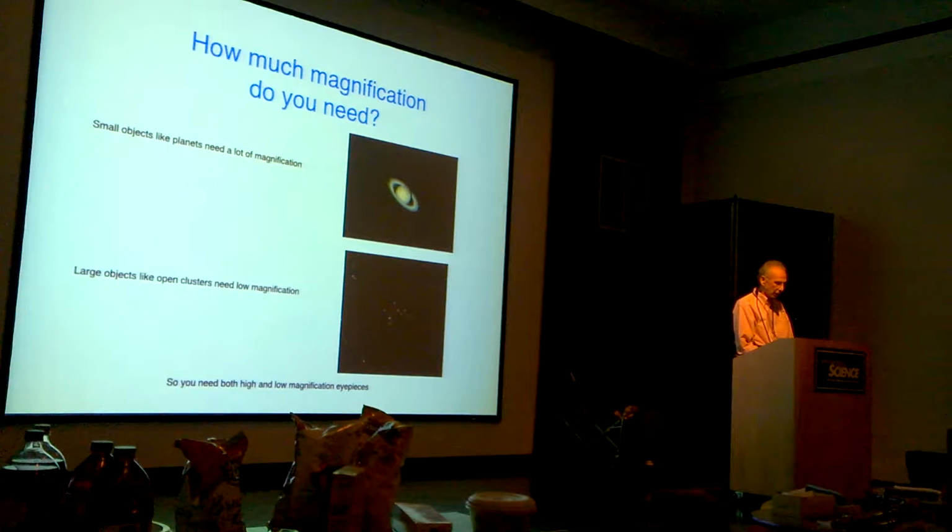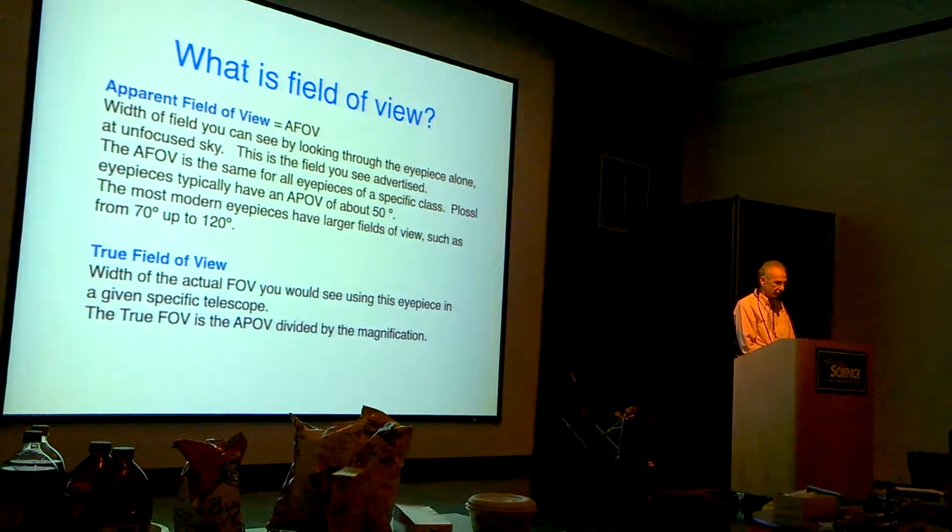How much magnification do you need? Small objects like planets need a lot of magnification. Large objects like open clusters need low magnification. So you need to have eyepieces to give you both high and low magnification.